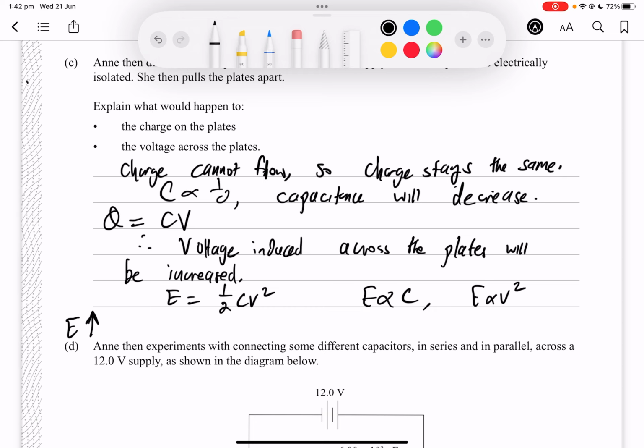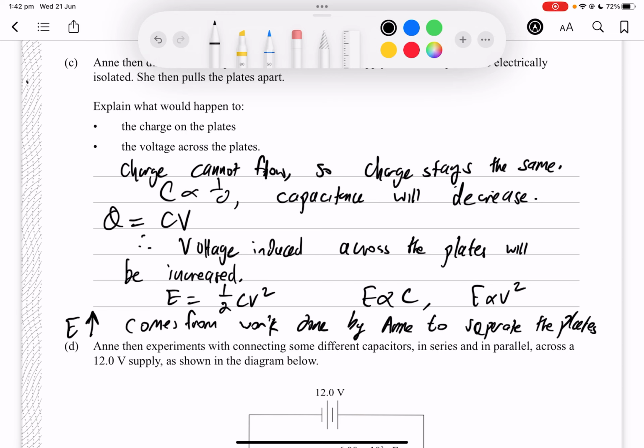So the energy increase comes from work done by Anne to separate the plates, which is actually very interesting. So I just thought I'd leave that as a little bit of a side note, but in terms of the question, just don't worry about that. So that's where the question is.